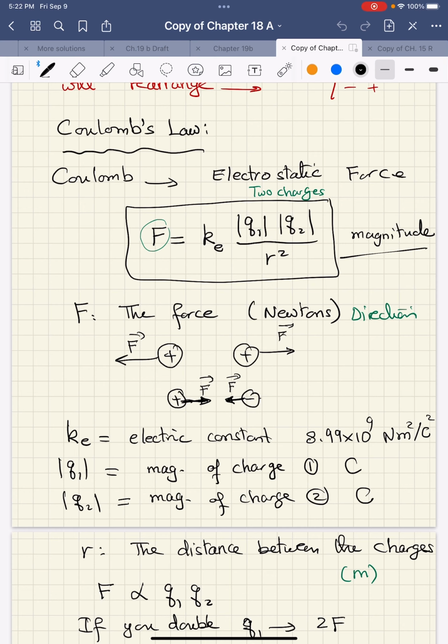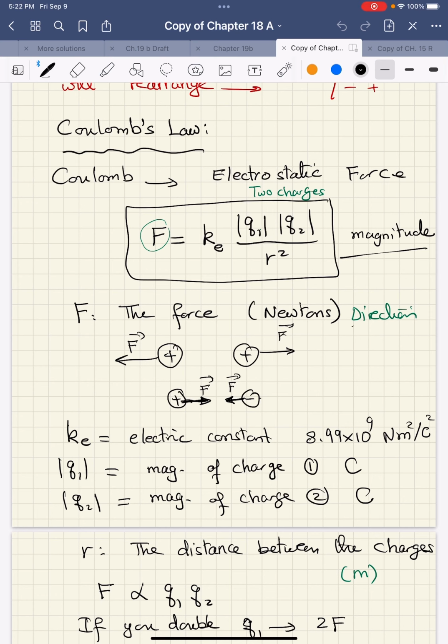Based on the arrangement that you are going to have, you are going to calculate the electrostatic force one to one, and then you're going to move to the next one and then to the third one, and then you're going to add them as vectors. Now the magnitude of the force between any two charges is equal to a constant, we call it K electric, times the magnitude of Q1, the first charge, times the magnitude of the second charge, divided by R squared. Now the force is measured in newtons.